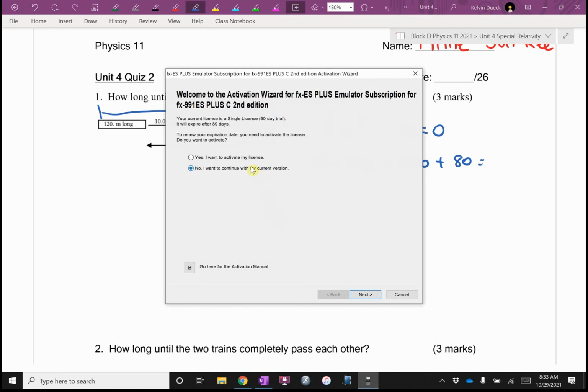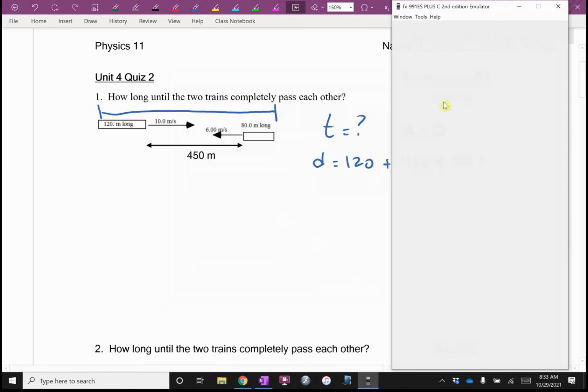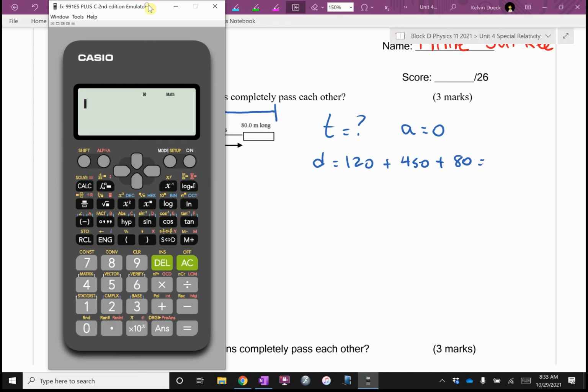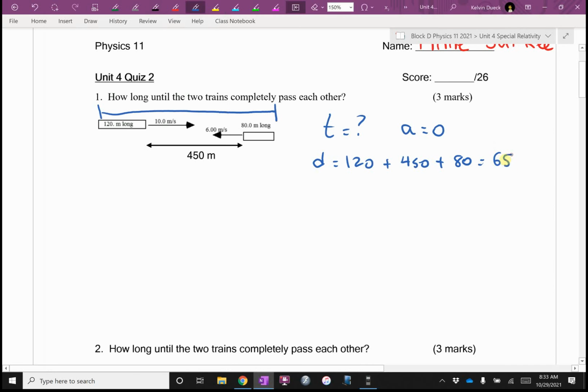Trying out a new calculator. Haven't bought it yet, but let's see if I like this one. Maybe this one is a little nicer. 120 plus 450 plus 80. And I get a distance of 650.